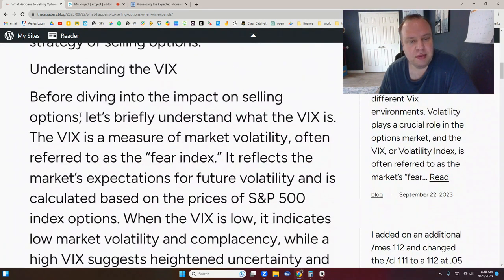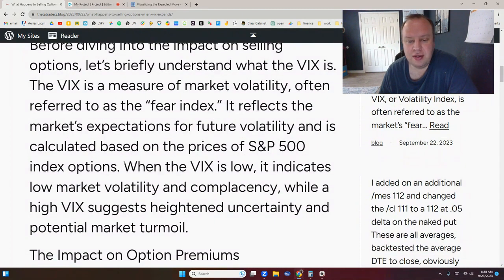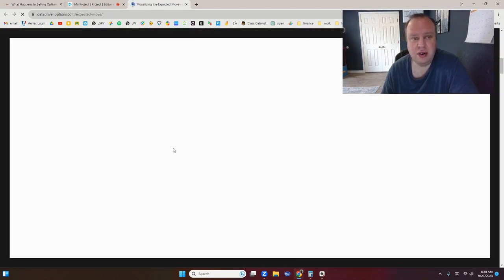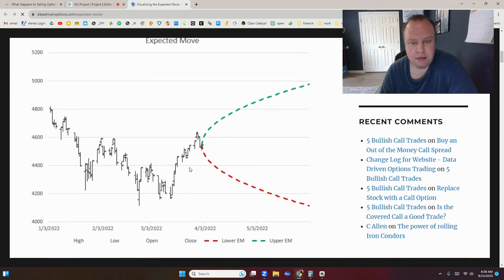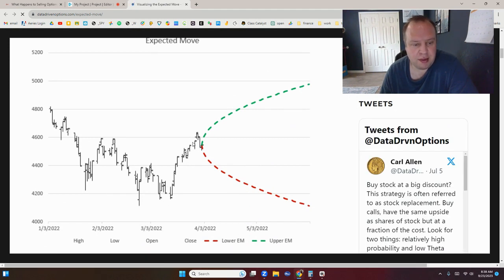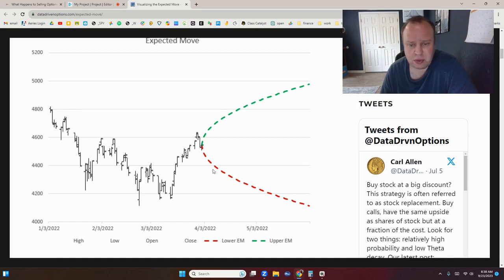So diving into the impact, VIX again is a fear index. When your VIX is low, there's low market volatility and complacency, while high VIX is a heightened uncertainty. So if you look at this chart here, this is the S&P 500 in 2022. Saw a lot of big drops and then started to recover. This little cone you see goes into the future from this chart, and this is essentially the expected move, a possible range of values with a high probability of getting somewhere in this range.